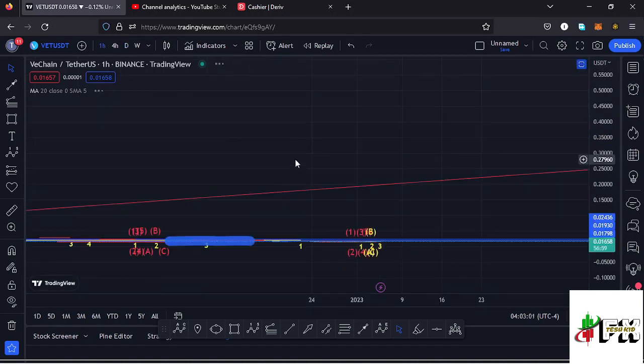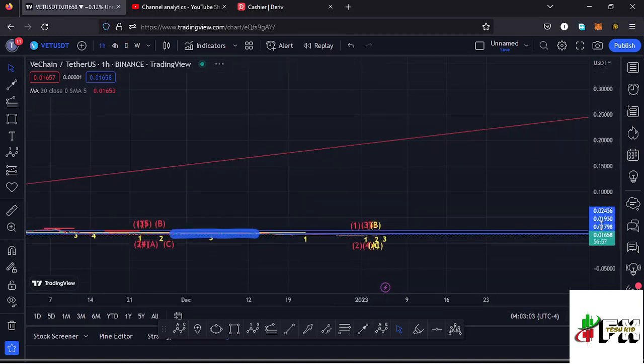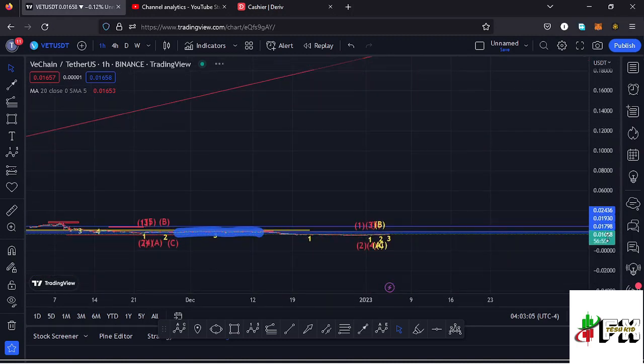And jumping to the 1 hour chart for further analysis and also to give you the short-term scenarios that I'm expecting to play out here on the Vechain chart.